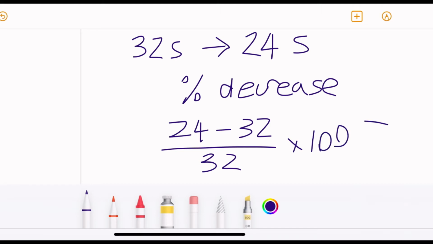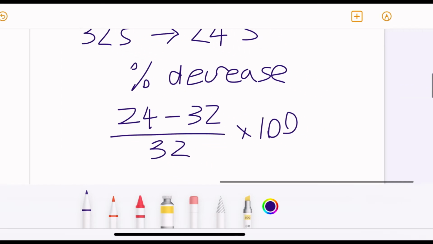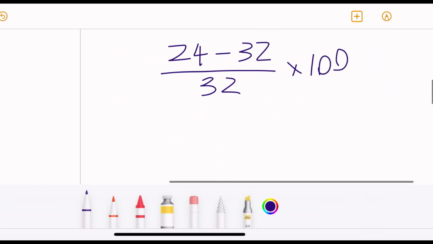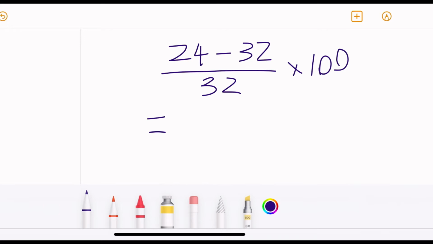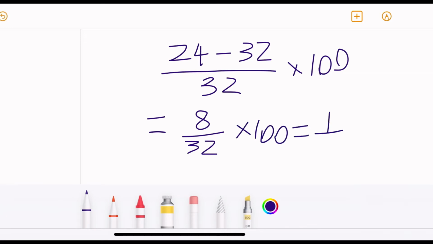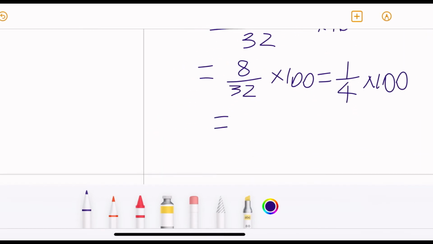Multiplying by 100 is quite easy to understand. Why are we multiplying by 100? Because we want to get a percentage. So this will give us negative 8 over 32, which is negative 1 over 4, multiplied by 100, and that is 25%. And since these are all negative, 25% will also be negative.